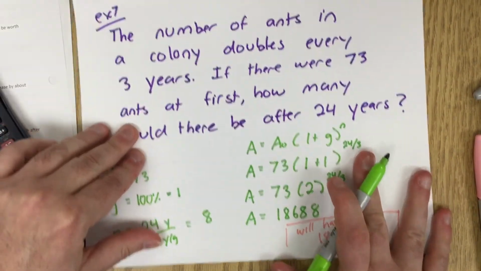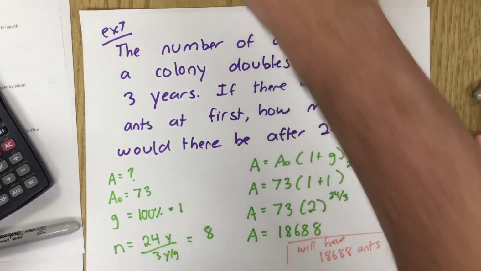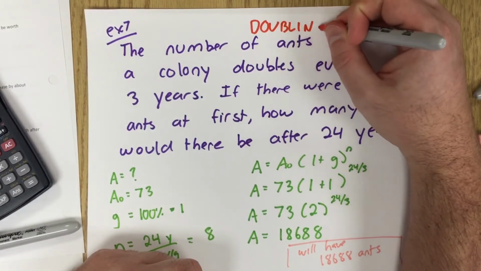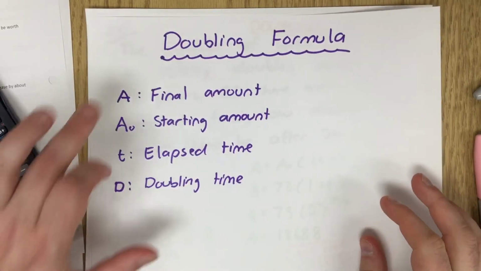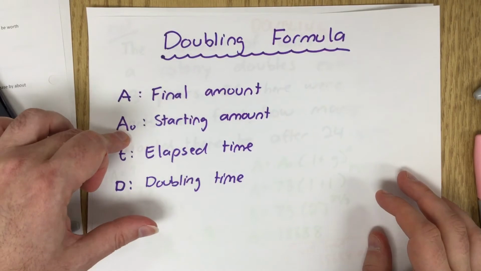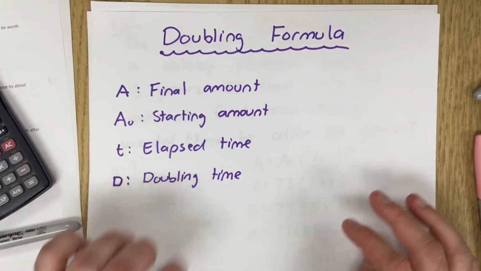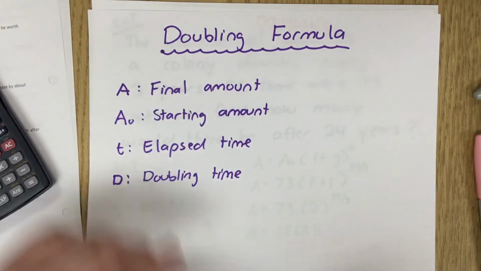This is a special type of problem. We're going to call these types of problems doubling problems. So this is a doubling problem. And what we're going to do with the doubling problems is make a formula for it. So we're going to have a doubling formula. And we're going to define some variables. I'm going to say that A is the final amount, A naught is the starting amount, T is how much time has passed, and D is the doubling time, which is how long it takes to double once. So that's the time to double once.